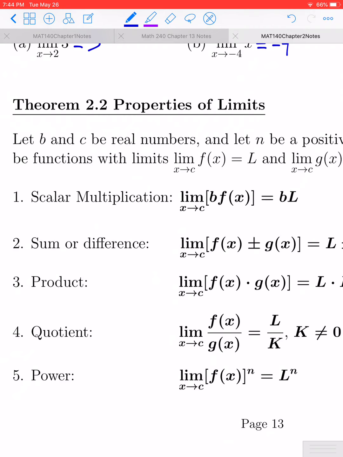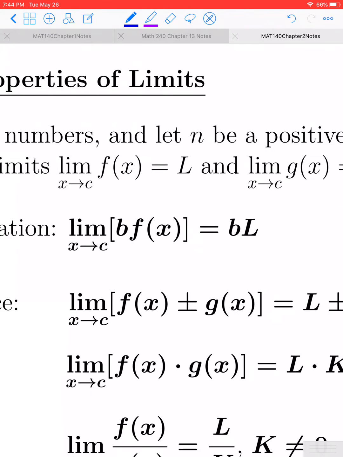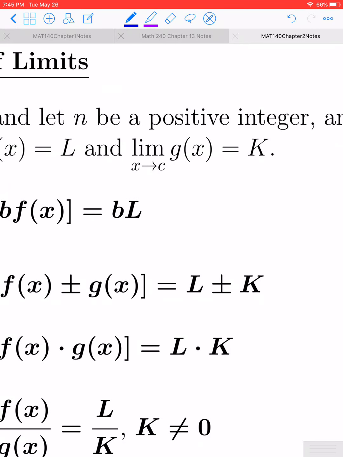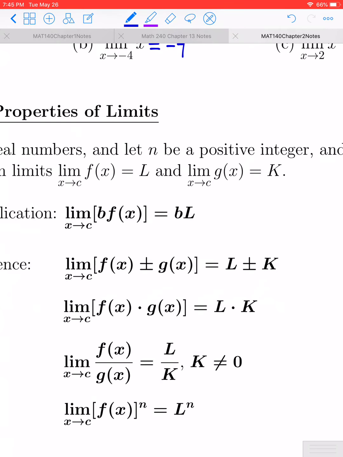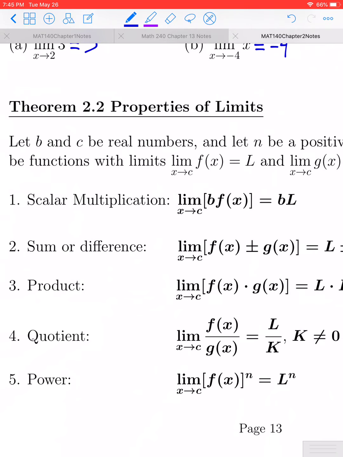Theorem 2.2 brings us some properties of limits. Again, let b and c be real numbers and n be a positive integer. And let's suppose furthermore that we have two functions such that the limit as x approaches c of f of x is equal to L, and the limit as x approaches c of g of x is equal to k. So both f and g have limits as x approaches c.